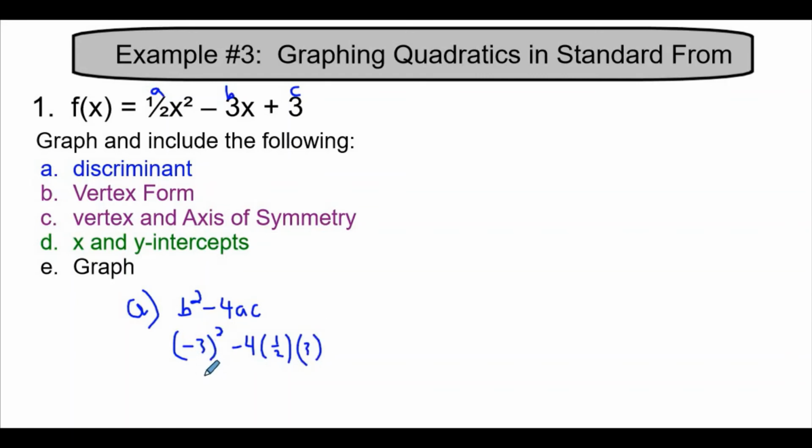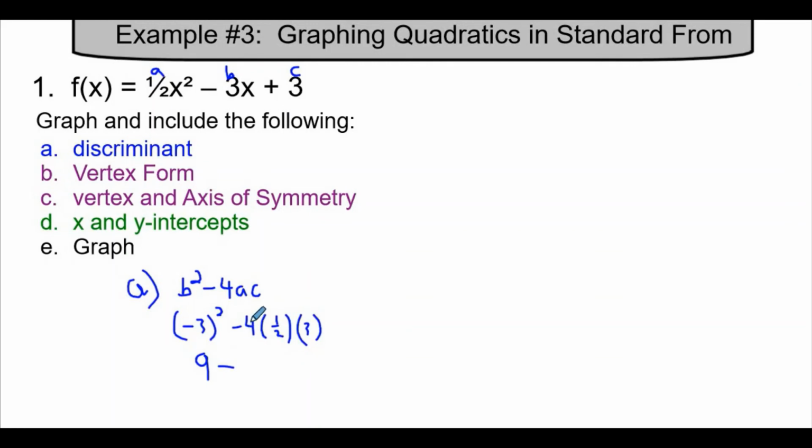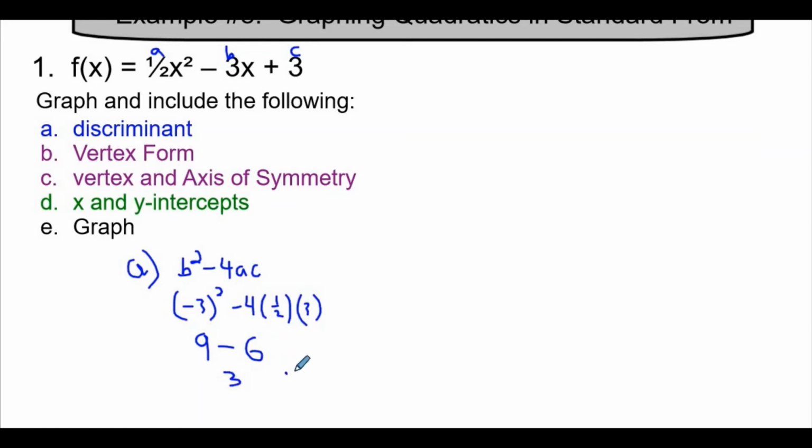So here we would have negative 3 squared, which is 9. Remember, when you square something, it's always positive. This will be a subtraction because there's only one negative in this expression. And then we have 4 times a half, which is 2. 2 times 3 is 6. So we end up getting 3. Still going to have a real solution, right?